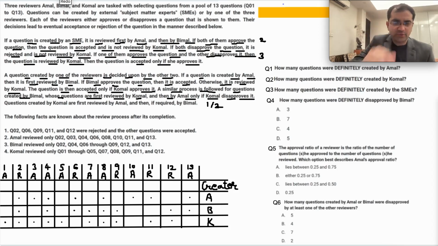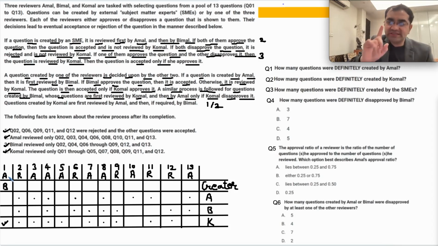Let's look at it one question at a time. Look at question number 1. Only 1 person has reviewed it. That means the person before them made the question. We saw this already: when there's only 1 person reviewing, the previous person made it. So B, question 1, 2, 3, 4 done. B made the question, it went to K, approved, story over, because question 1 was accepted. Please check. Question 1 has been accepted.